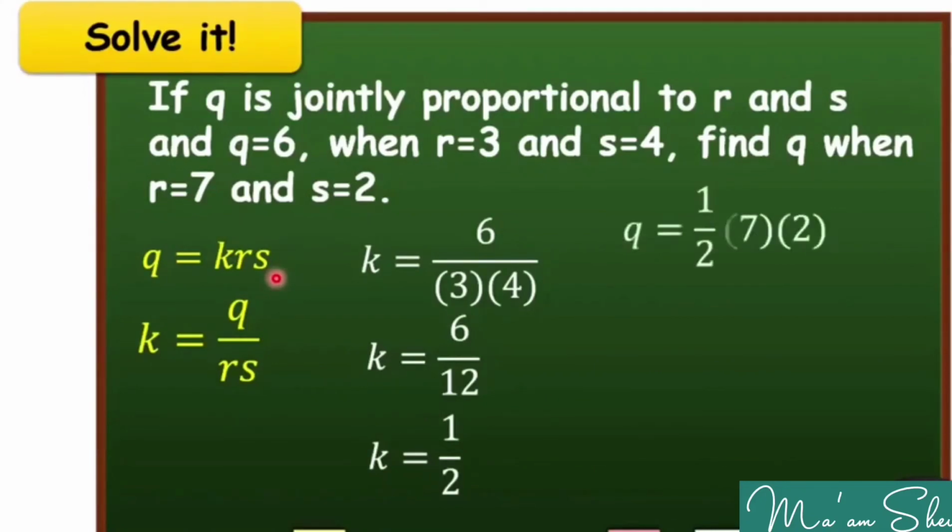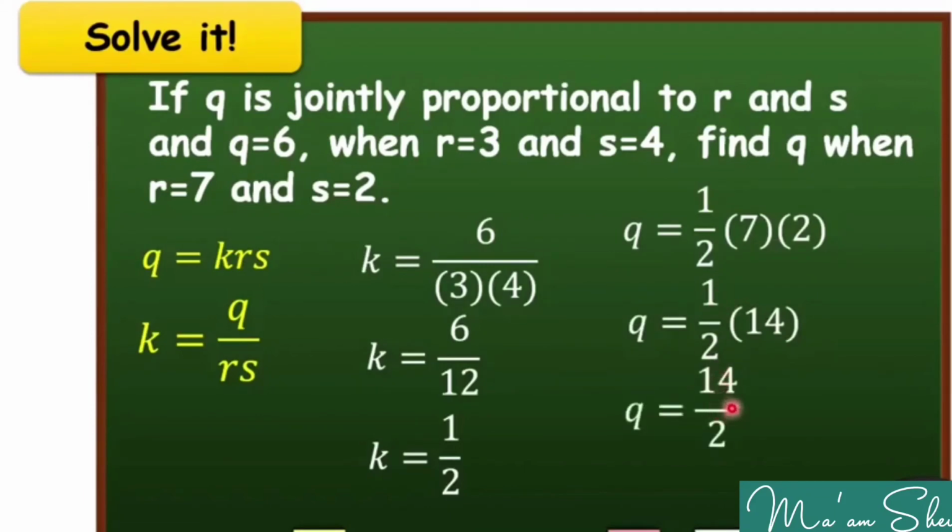Ano na ang sunod natin gagawin? Ayan. We need to find Q when R is 7 and S is 2. So, substitute lamang natin yung ating values dun sa ating equation. So, 1/2 times 7 times 2. Same process lamang ng ginawa natin kanina. 7 times 2 is 14. 14 times 1/2 is equal to 14 over 2. And 14 divided by 2 is equal to 7. So, therefore, Q is equal to 7. Okay? If you notice, parehas lamang siya na nakuha natin kanina. So, meaning to say, kahit anong method ay okay.